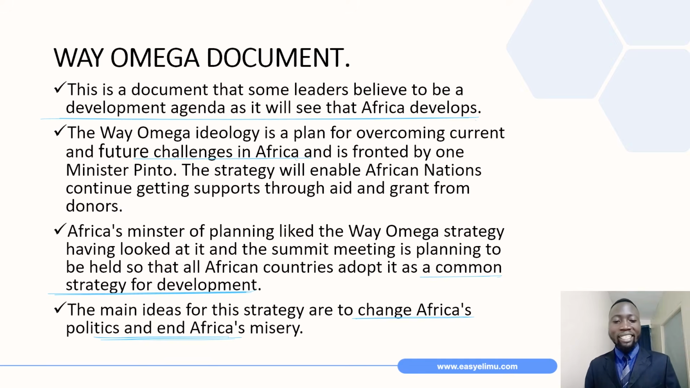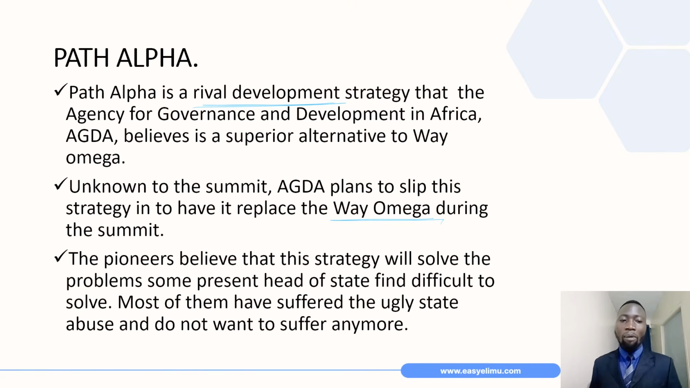So some of the main ideas for the strategies are to change Africa's politics and again end Africa's misery. About Path Alpha: Path Alpha is a rival document strategy that the Agency for Governance and Development in Africa, abbreviated as AGDA, believes is a superior alternative to Way Omega. That is the first development strategy document that we mentioned.